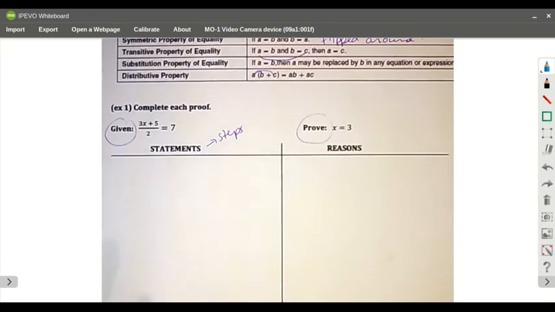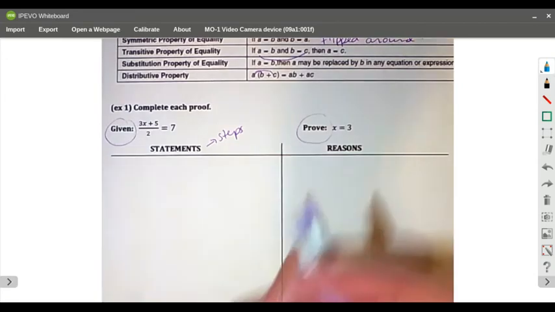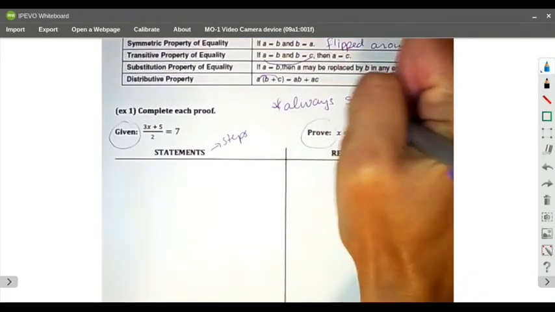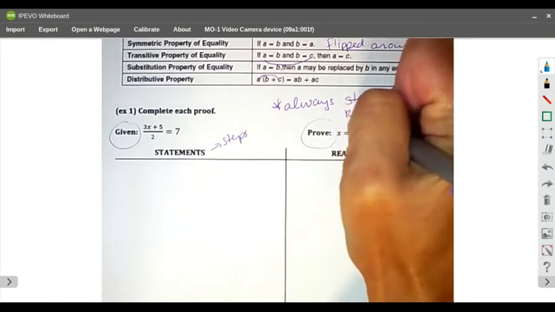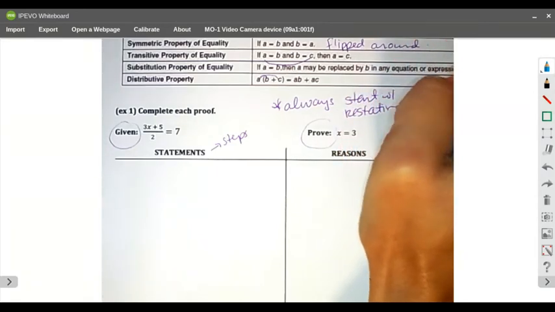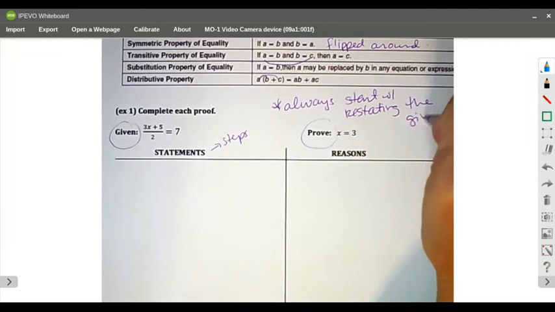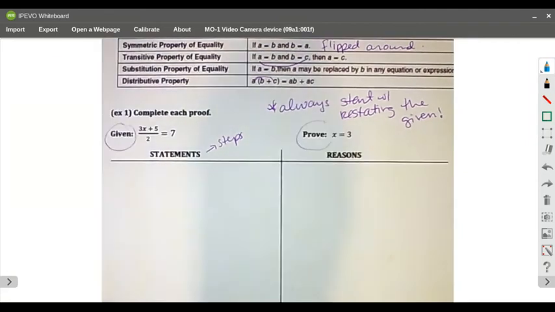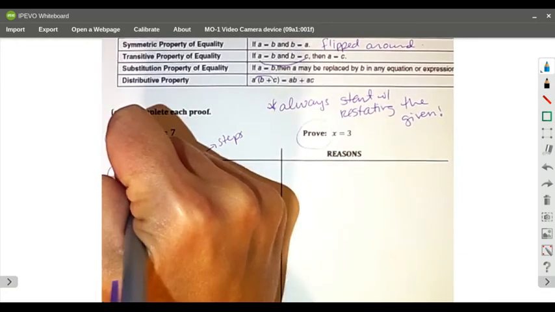The number one rule with proofs is that you always restate the given for your step number one. So you always start with restating the given. No matter what kind of proof you do, that's what you do first. That's always a real easy one. You literally just rewrite the whole thing.